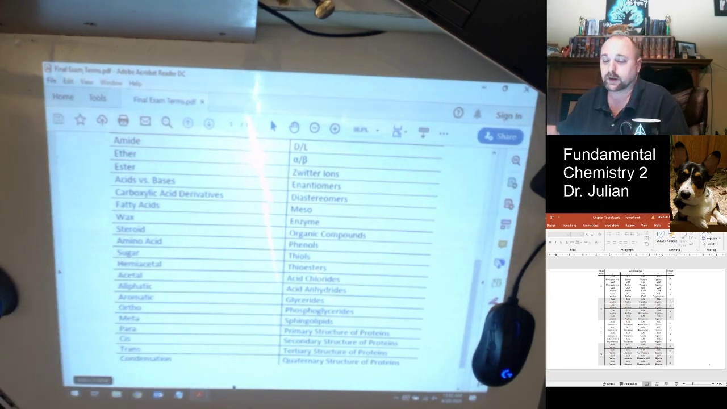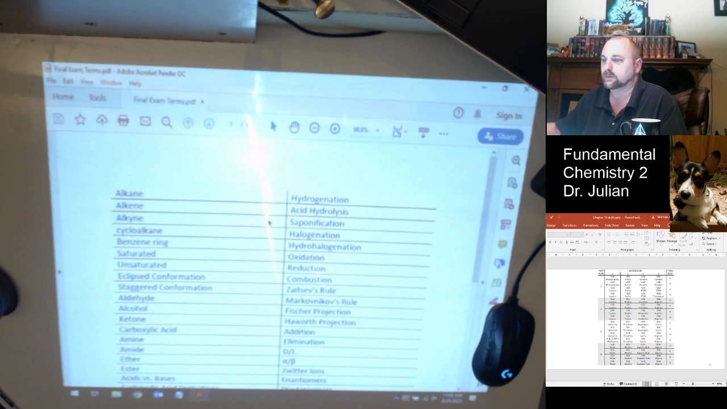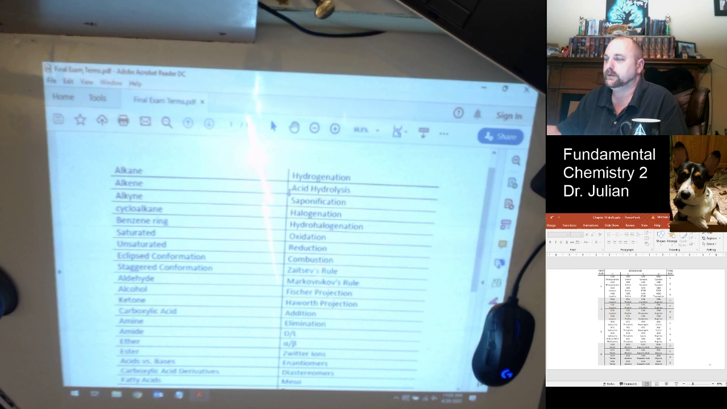Condensation reactions, we lost water to make, so we did that when we were making ethers and when we were making esters. So hydrogenation, that's our reduction. So hydrogen gas, platinum, palladium, and nickel. Acid hydrolysis, that's where we split apart an ester. We can also split apart ethers using acid hydrolysis. Saponification is base catalyzed splitting apart esters.